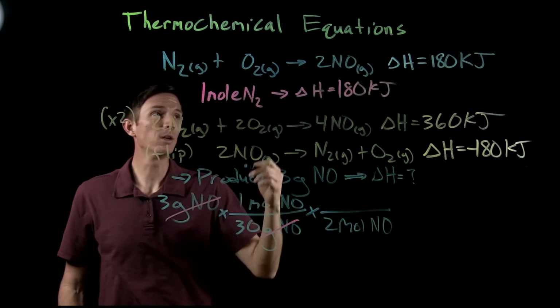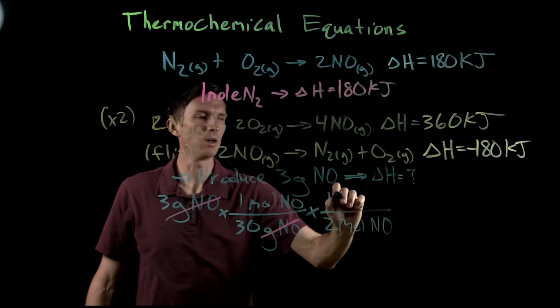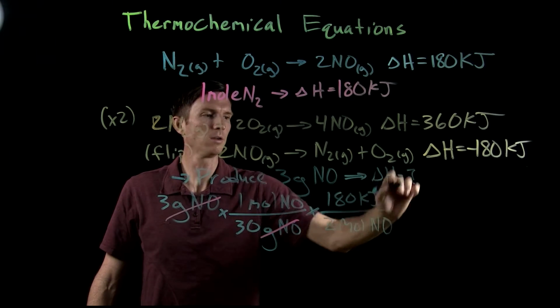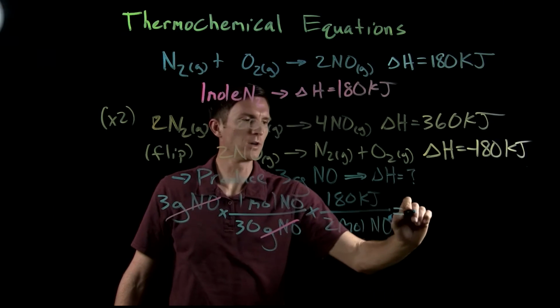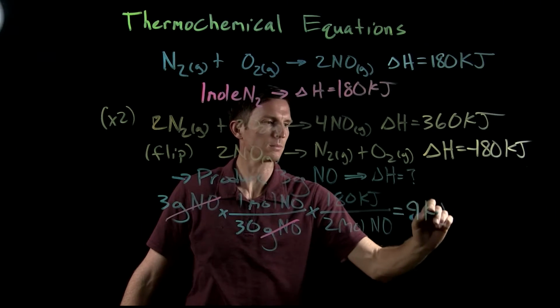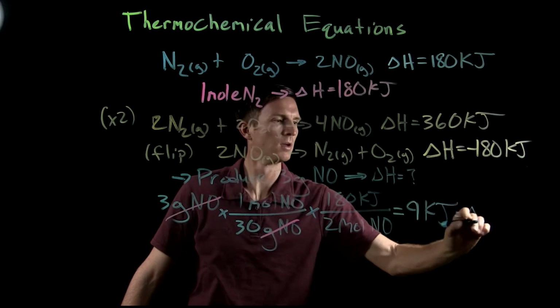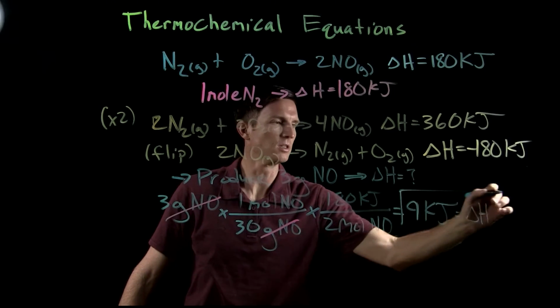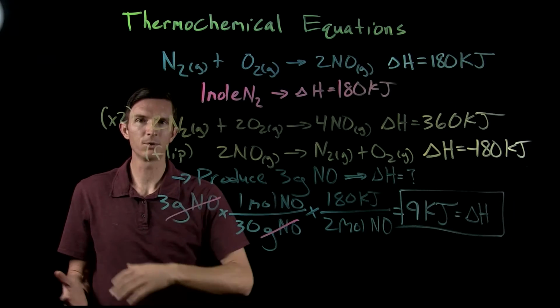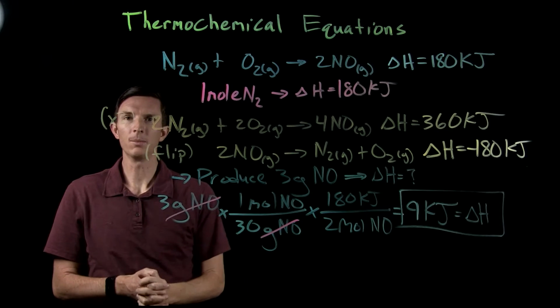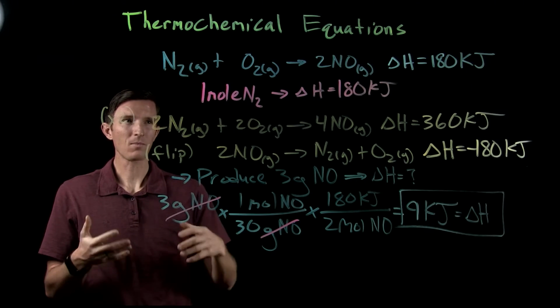So we would see 2 moles of NO is going to give us an enthalpy change of 180 kilojoules. Now, once we do our conversions here, we would have our enthalpy change be 9 kilojoules. So we see as we're working through these thermochemical equation reactions, there's different ways we can manipulate our reactions.